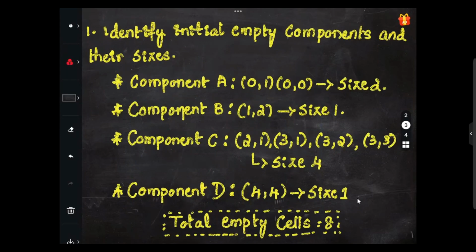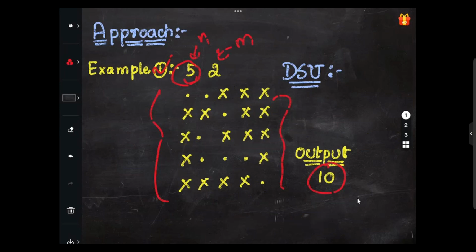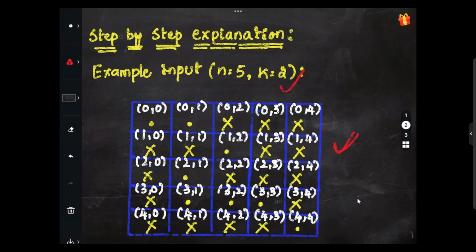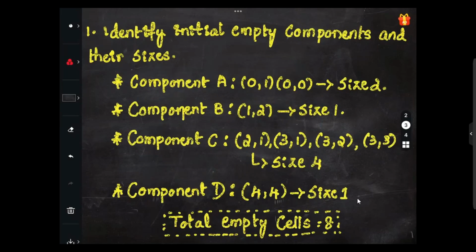So next, the first step here would be we have to identify the initial empty components. One thing I have to tell you here is we will be solving this problem using the disjoint set union data structure, right? Union find basically. In simple terms, union find, disjoint set union with path compression, right? So the first step here would be we need to identify the initial empty components and their sizes.